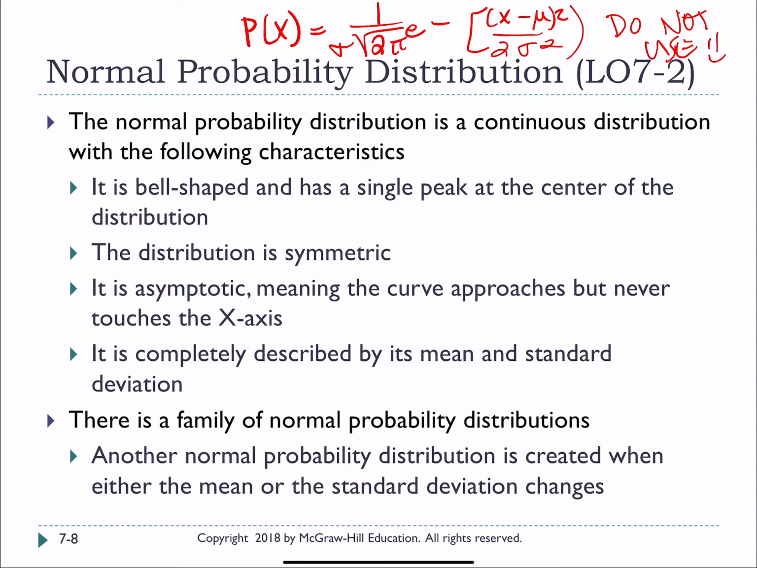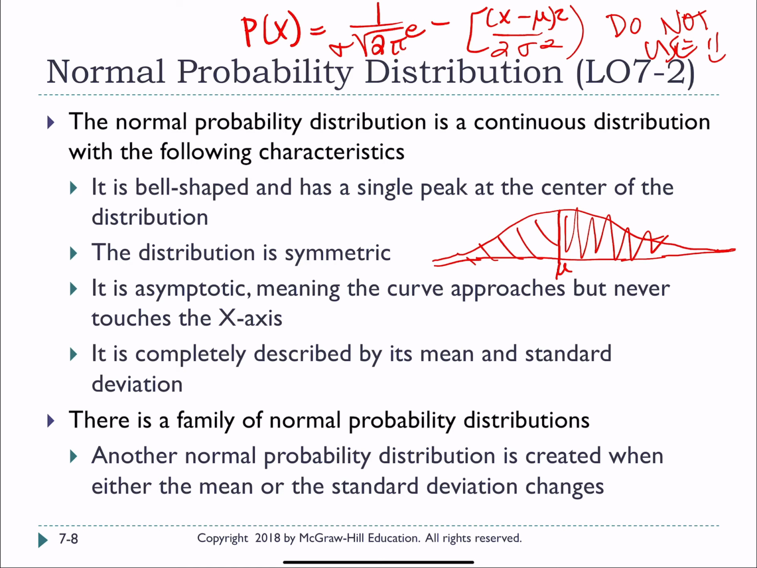It's a continuous distribution. It's bell-shaped, so it looks like this, where its mean is right here in the middle. It's symmetrical, so everything on the right-hand side that I just shaded in is equal to everything over here on the left. It's asymptotic, which means the curve approaches but never touches the x-axis. So it gets closer and closer, but it has tails on both ends.